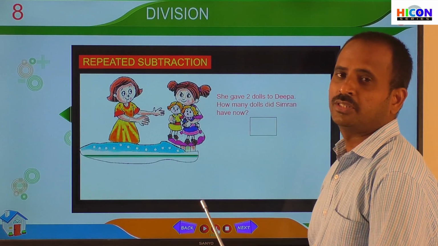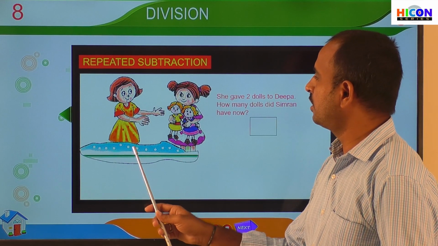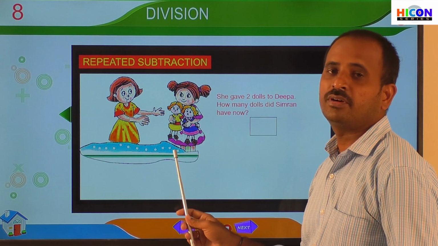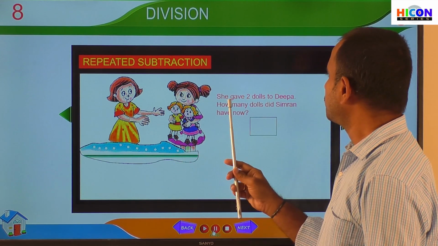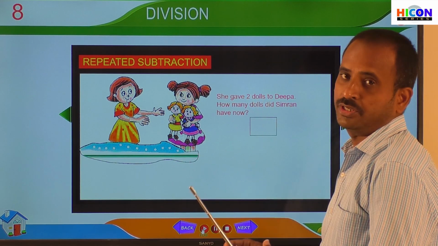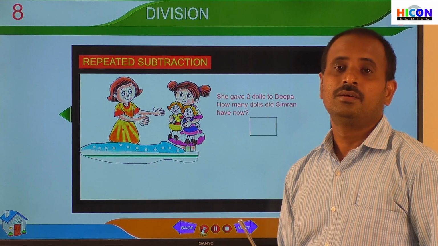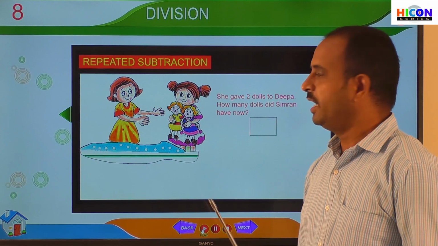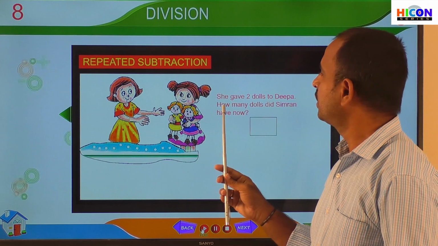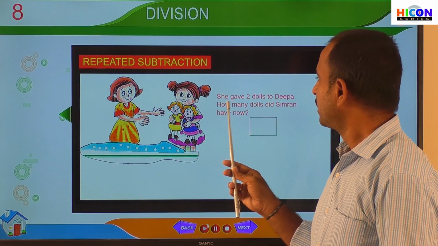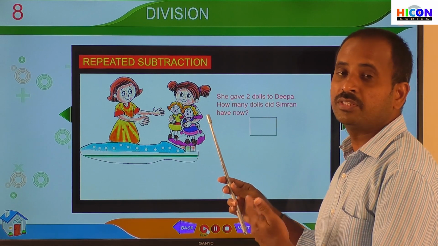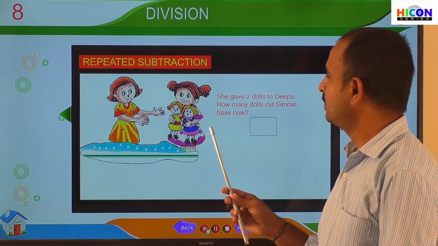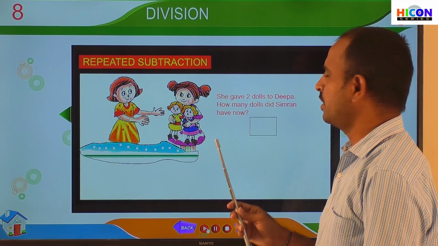So children, look at the picture. Again, she is Simran and she is the friend of Simran. She gave 2 dolls to Deepa. She has another friend, that is Deepa. Here Simran gave 2 dolls to Deepa. Who is Deepa? Deepa is her friend. How many dolls does Simran have now?